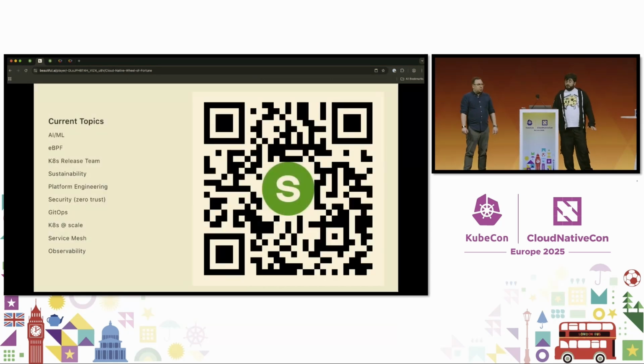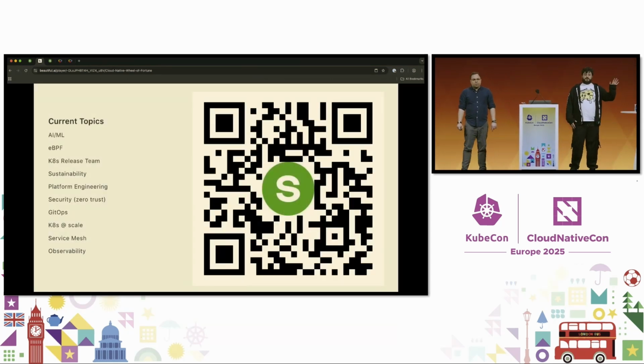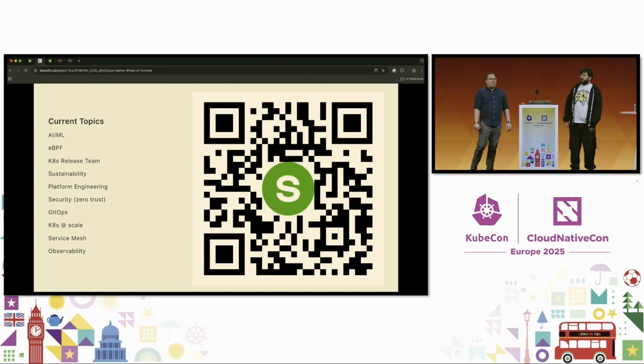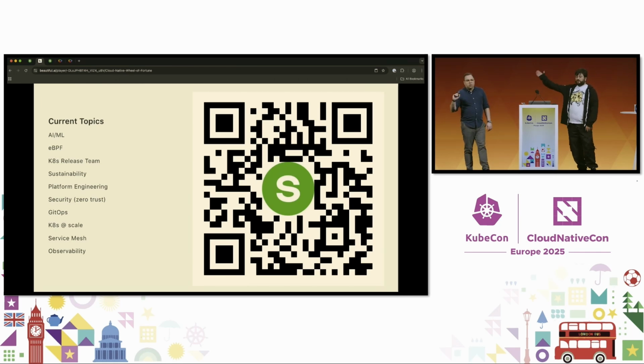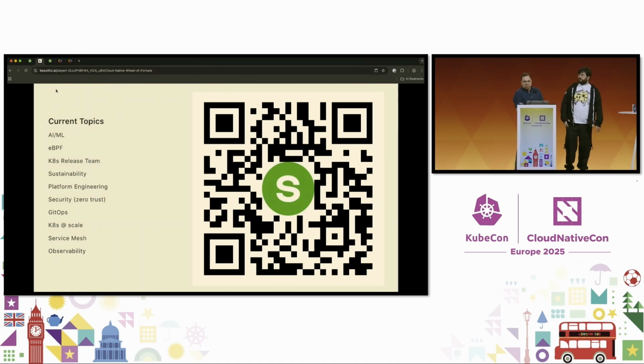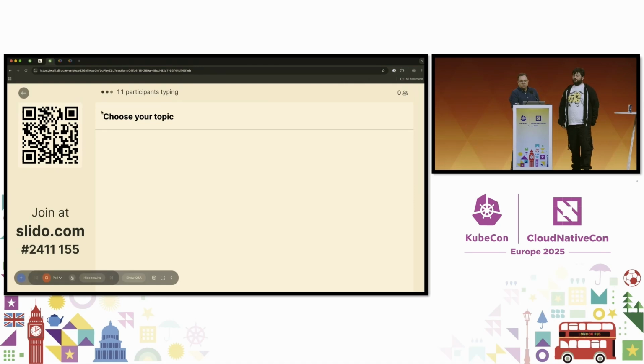So from CI/CD and everything else in between, now please scan your Slido. We have 100 spots, so it should be enough. If you're not in, it's still fine. These are the topics that we have. We have already AI, ML, eBPF, Kubernetes Release Team. Do not put those already, because we have them already in the wheel. And please be as nice as possible. Do not put quantum computing. Now that I say it, like everyone's putting that.